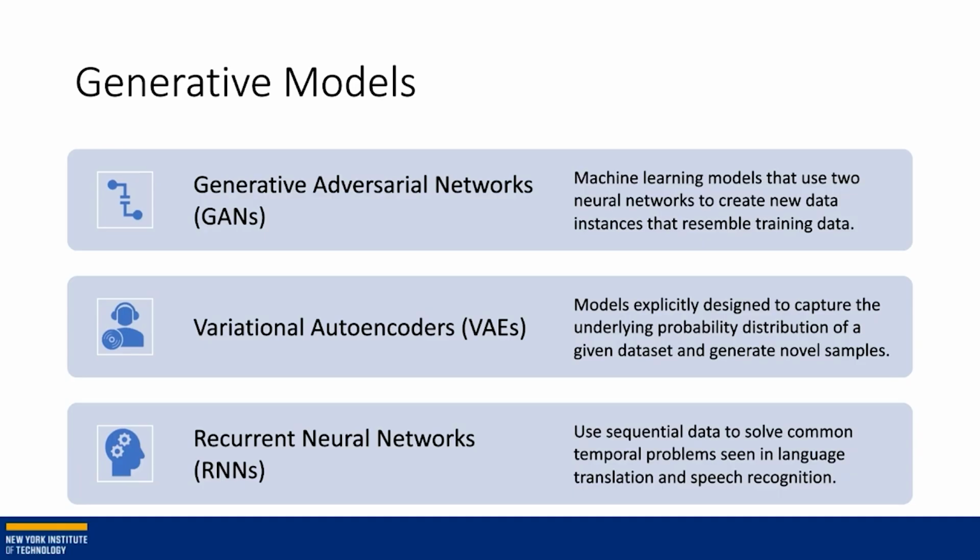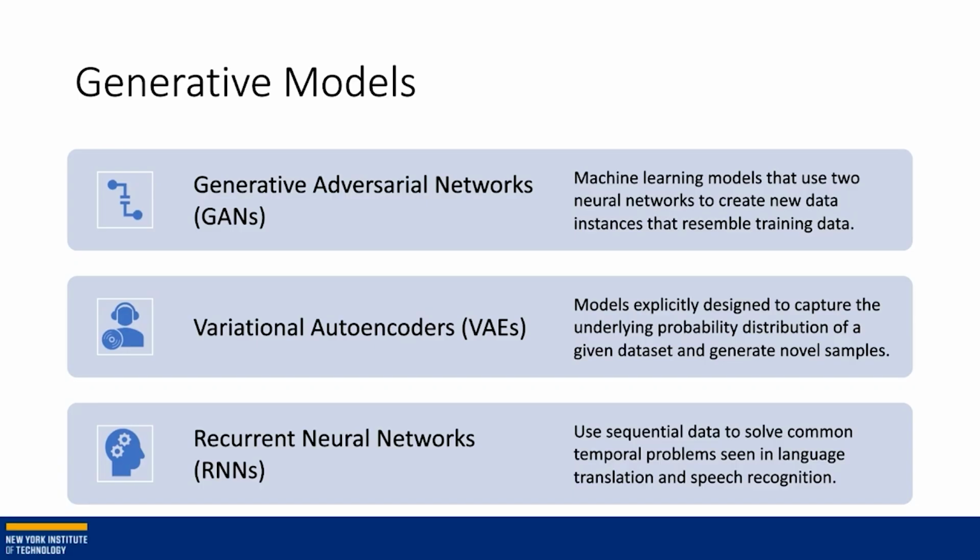For GANs, they're machine learning models that use two different types of neural networks to create new data instances that resemble training data. So it takes some training from here, and it creates the information. The variational autoencoders are models explicitly designed to capture the underlying probability distribution of a given data set, and then it generates novel samples from there.